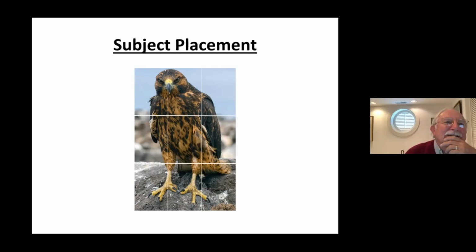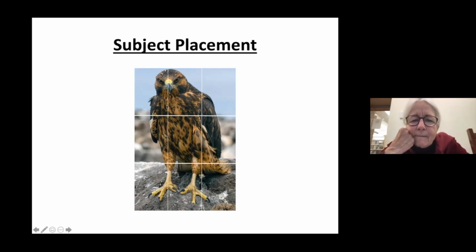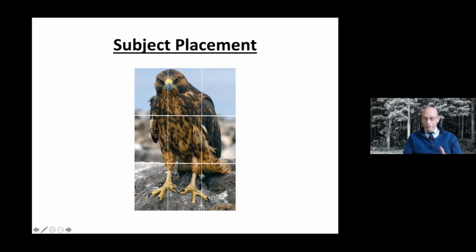Yeah. His head's right on that line. So it's either the mind interpreting the rule of thirds and taking it to the head, or the subject and the eyes. But something gets you there.